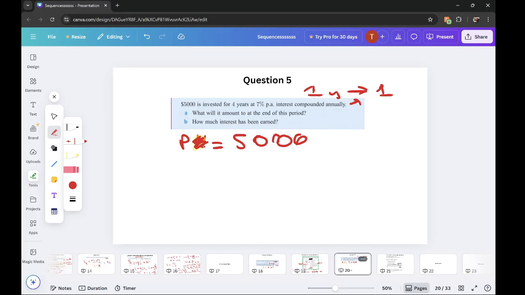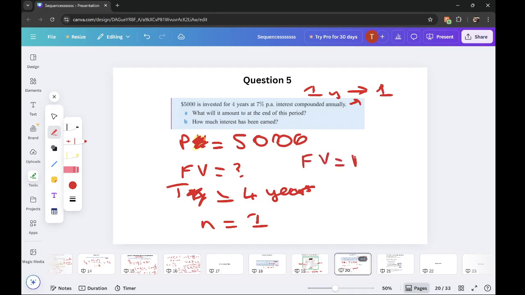Yeah, there we go. P is 5,000. FV is your question mark. That's what we're trying to find, right? And then N is your number of years. So 4 years. Yes? T is 4 years. N is 1. Yes? Yes.